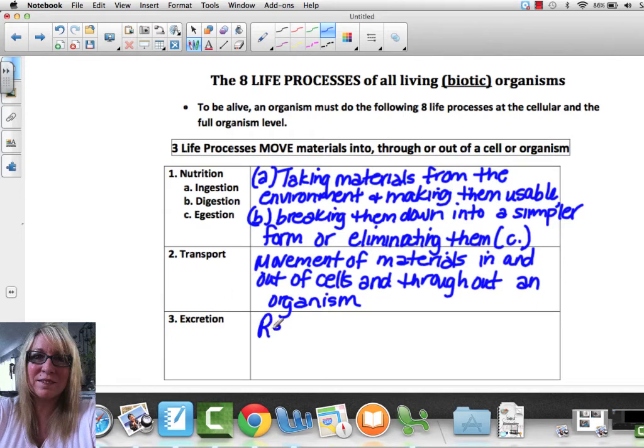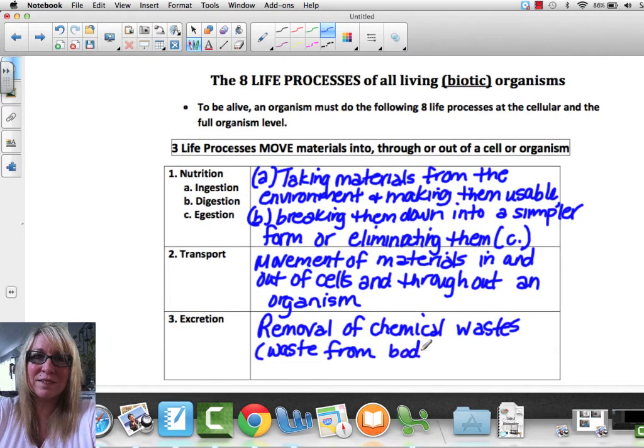Excretion is the removal of chemical wastes, and we're doing this all the time. When we talk about excretion, we're talking about waste from body cells. There's a couple of ways we can do this. We can do this through urine, through sweat, and through exhaling, which is breathing out.